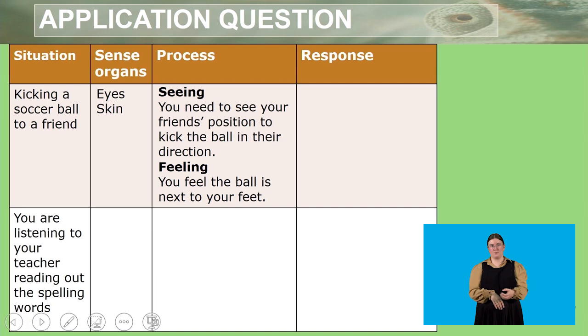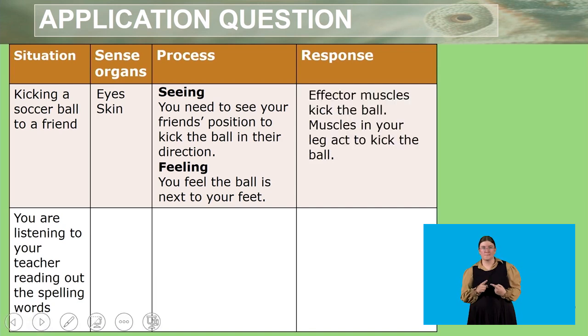And how would you respond to that? You would respond to that using your effector muscles to kick the ball. Your muscles in your leg act to kick the ball to your friend.